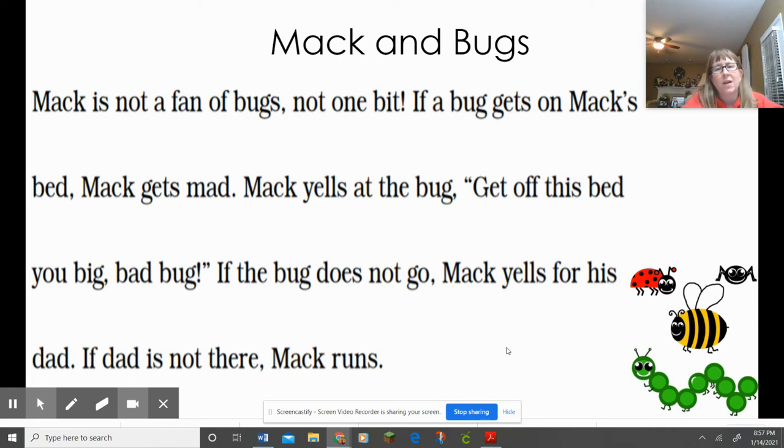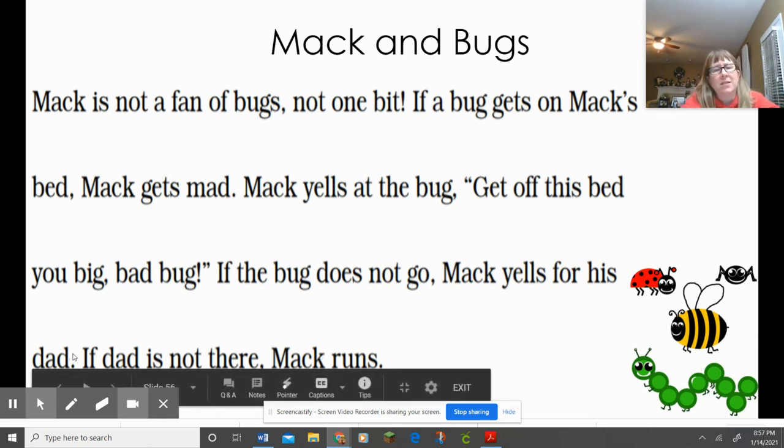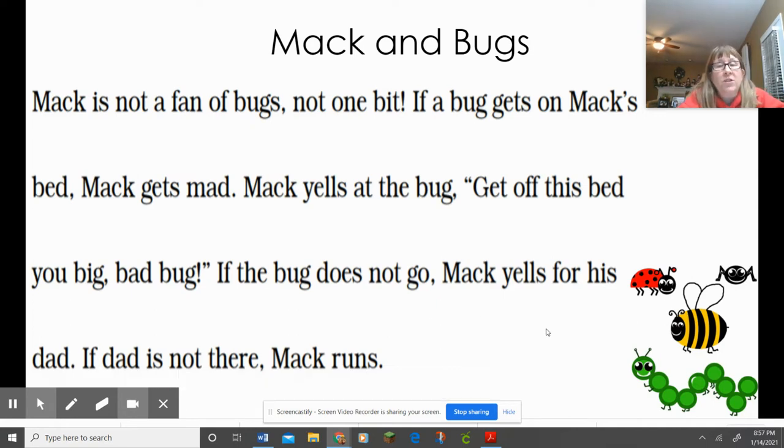Nice. Okay, read to the next sentence, to the next period, which is all the way down here. When you're done, give your teacher a thumbs up. Let's read the next sentence. If the bug does not go, Mac yells for his dad. Read that with me. If the bug does not go, Mac yells for his dad.